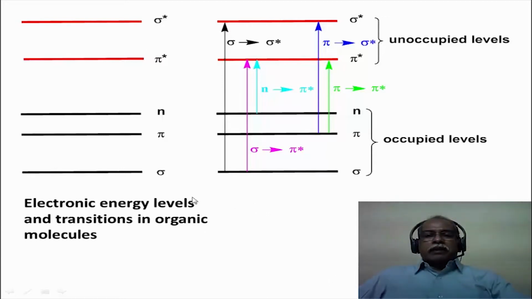One can have the highest energy transition, which will be from the sigma to sigma star transition. This will be, of course, a dissociative process, because when the electron is pushed from the sigma orbital to a sigma star orbital, the bond order of the sigma bond essentially becomes 0. That would correspond to a dissociation state of the molecule. Alternatively, the sigma electron can be excited to the pi star level, and the pi to pi star level excitation is possible. And finally, the n to pi star level excitation is also possible.